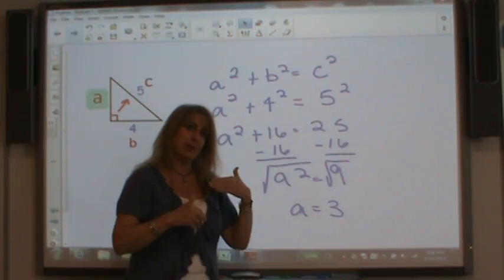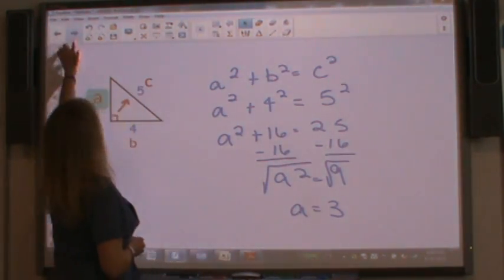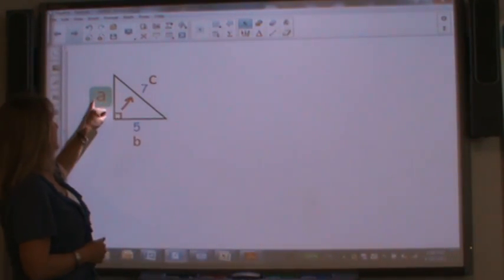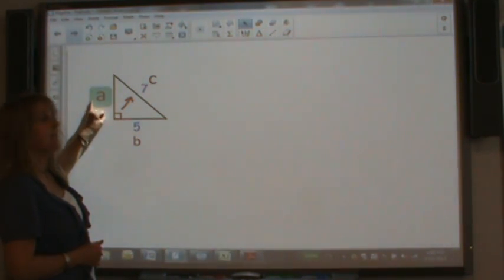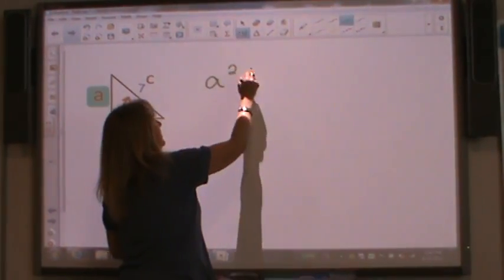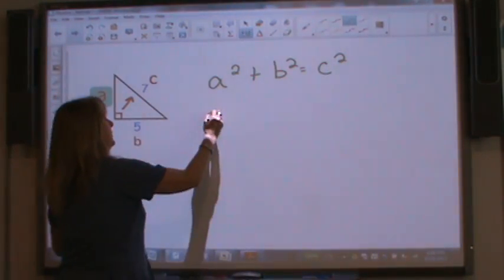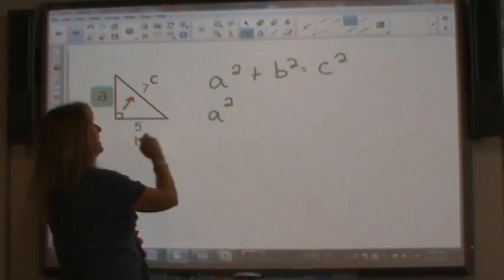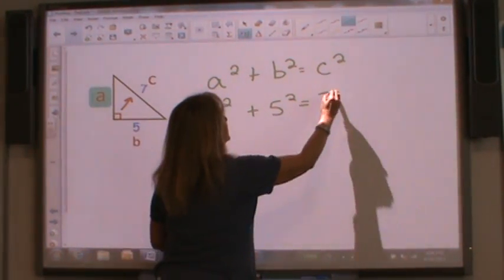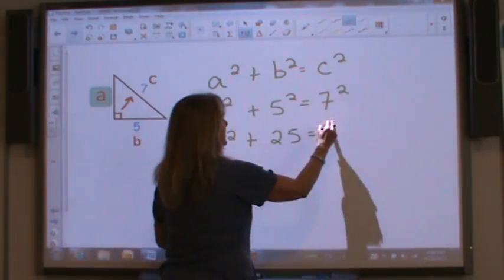But what we just learned before, not all square roots of numbers are going to be perfect squares. So here's an example where it's not a perfect square. So here, again, I have a right triangle. I need to know what this leg is. I'm given two other sides, so I may use the Pythagorean theorem. A squared plus b squared equals c squared. I don't know what my a is, so that stays a squared. I do know what my b is, which is 5 squared, and I know what my c is, which is 7 squared. So as I do my math, it's a squared plus 25 equals 49.